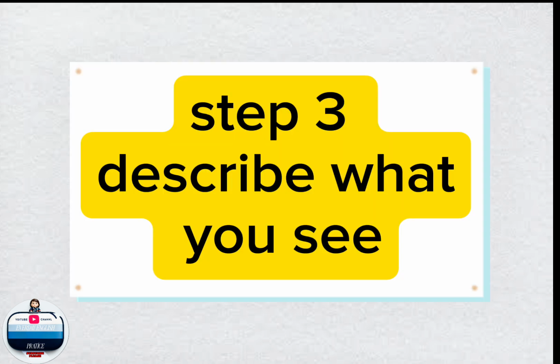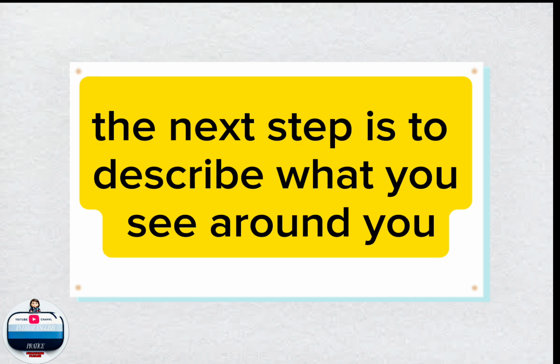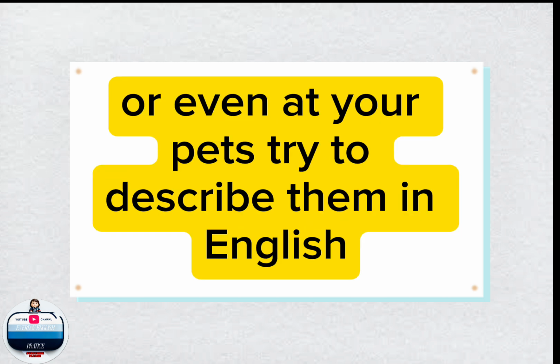Step 3. Describe what you see. Once you start getting comfortable with basic words, the next step is to describe what you see around you. When you look outside, at the people around you, or even at your pets, try to describe them in English.